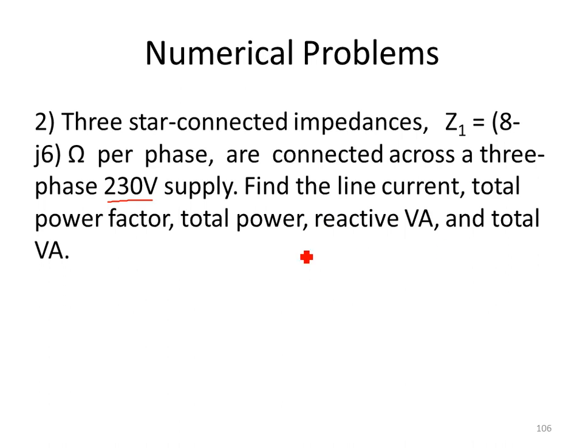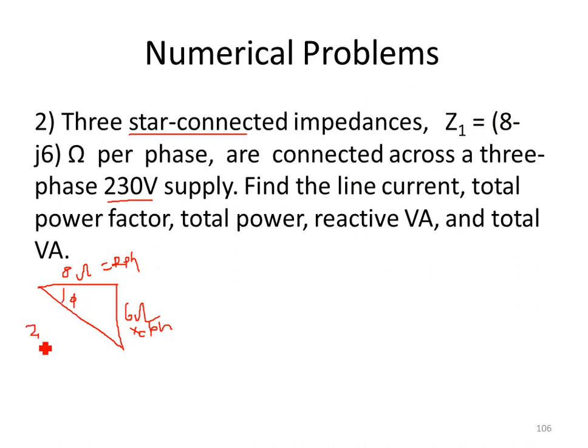Now, this case is also similar, the only difference is we are having star connection. So first draw the impedance triangle. 8 minus J6, so 8 ohm is on the real axis and 6 ohm comes at minus 90 degrees. So this is Z phase, this is R phase. Per phase means you are having R phase and XC phase. Impedance is in R minus JXC form. So this is the angle phi.